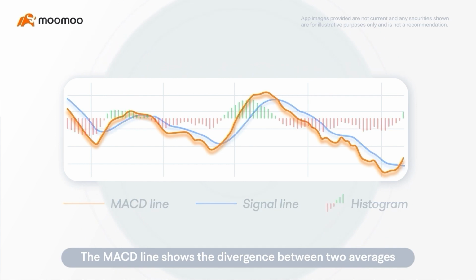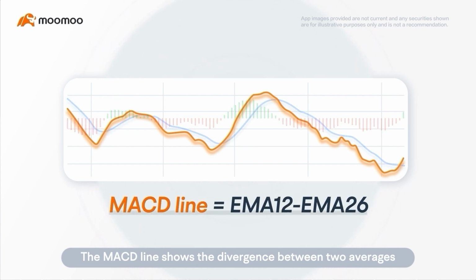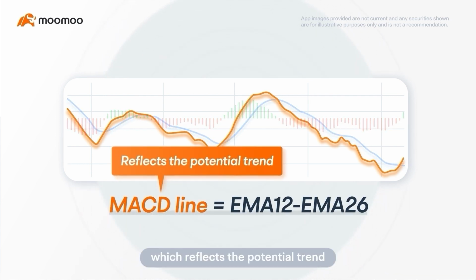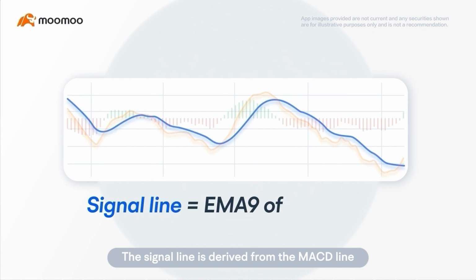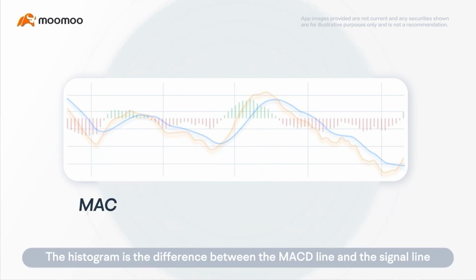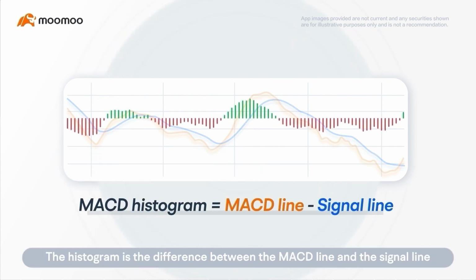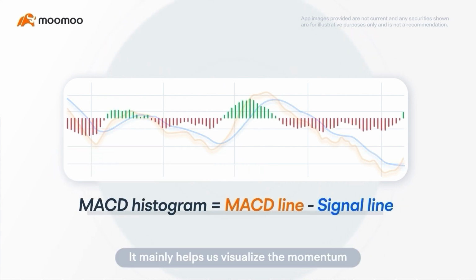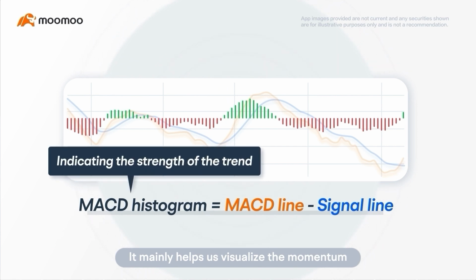The MACD line shows the divergence between 2 averages, which reflects the potential trend. The signal line is derived from the MACD line. As the name implies, it is used to find trading signals. The histogram is the difference between the MACD line and the signal line. It mainly helps us visualize the momentum.